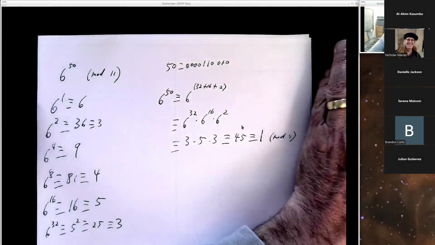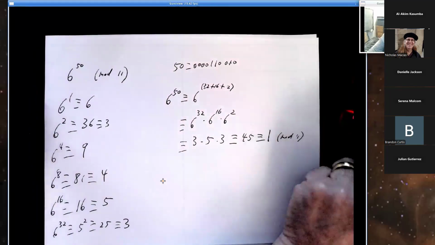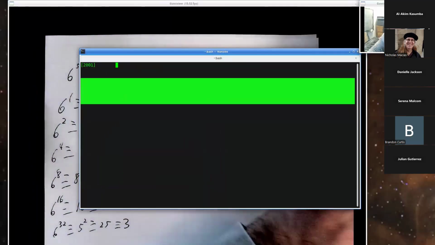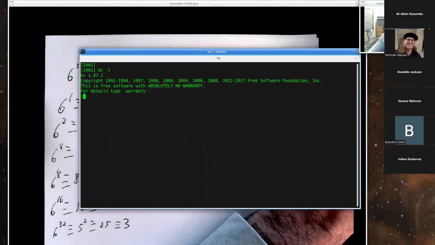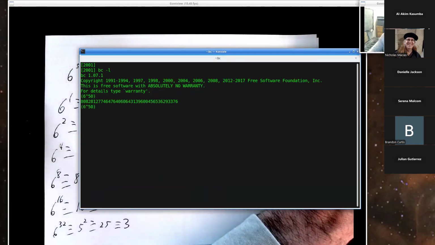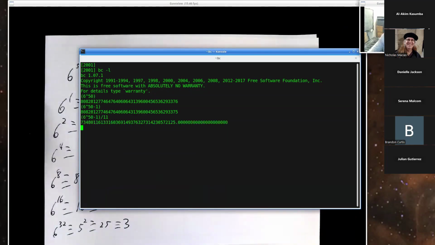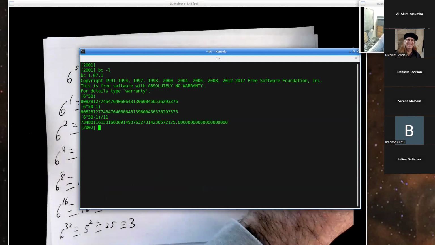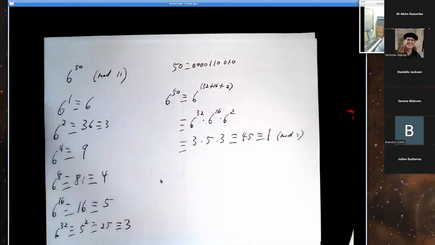And then if you want to check, 6 to the 50th looks like that. 6 to the 50th minus 1 looks like that. And if you divide by 11, it goes in that many times, which is an exact integer. So that's modular exponentiation.